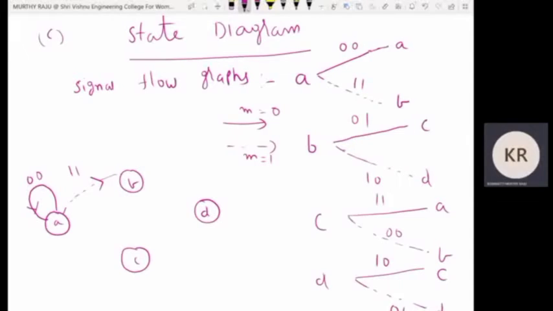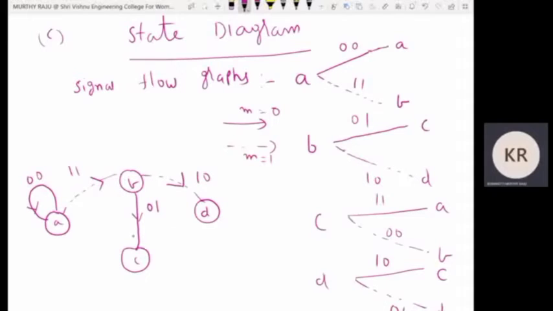Next, B to C with output 0, 1. Input bit is 0. B to C with output 0, 1. B to D with output 1, 0. B to D with output 1, 0.